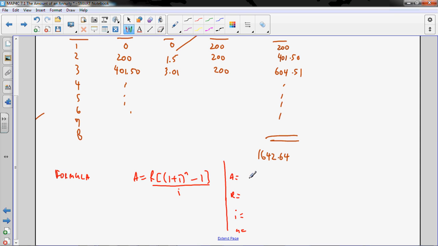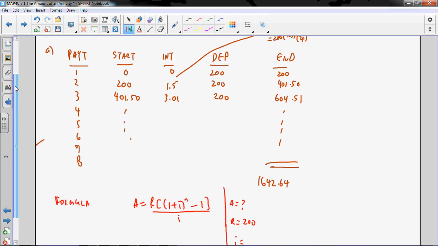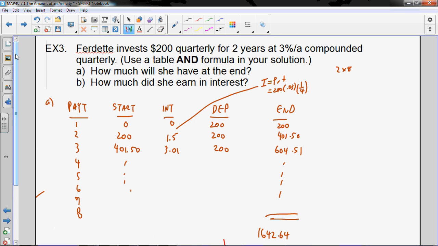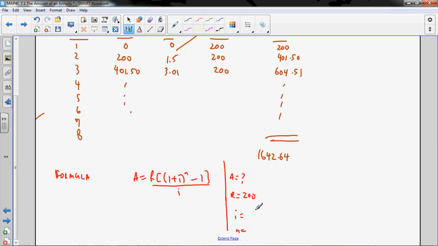Okay, so what are these values? A, the amount at the end, is what we want to find. The regular payment was $200. The interest rate per period, well, it was 3% compounded quarterly, which is 0.0075. The number of interest periods was 2 years, but 4 payments a year. That's 8 altogether. There's our 8 rows.